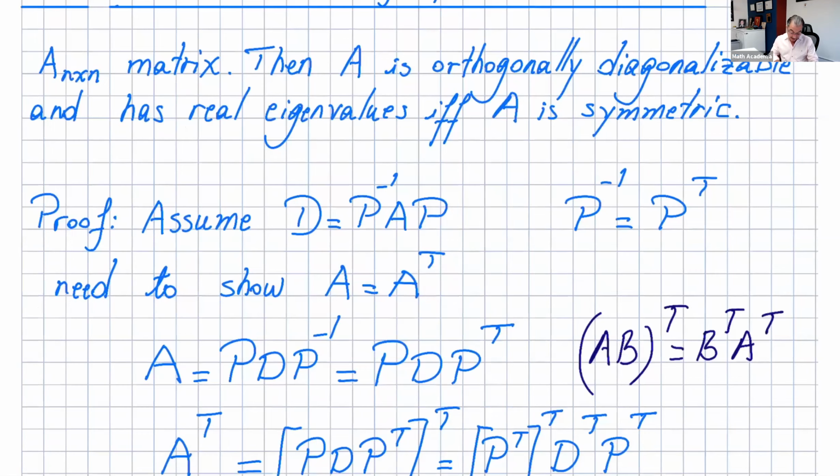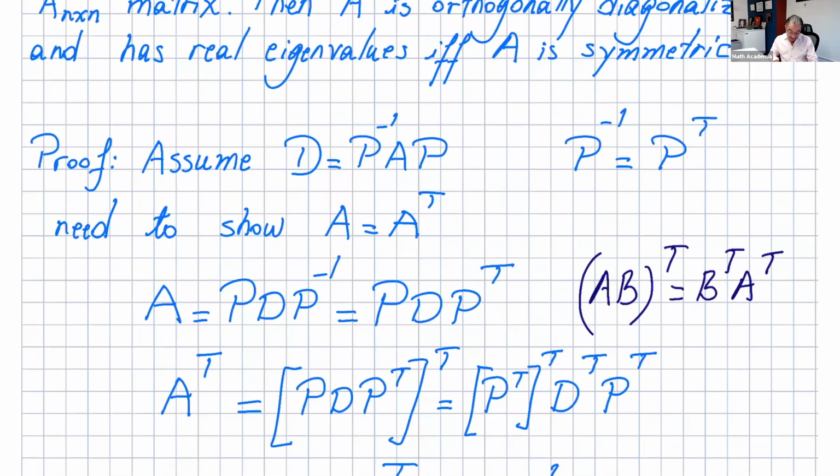So if I write A now, I can write A as P times D times P inverse. That means if you take this and multiply both sides by P on the left and P inverse on the right, you get PD on the left side, and P inverse times P is just I, so you can isolate A that way. So if D can be written as P inverse times A times P, then A can be written as P times D times P inverse.